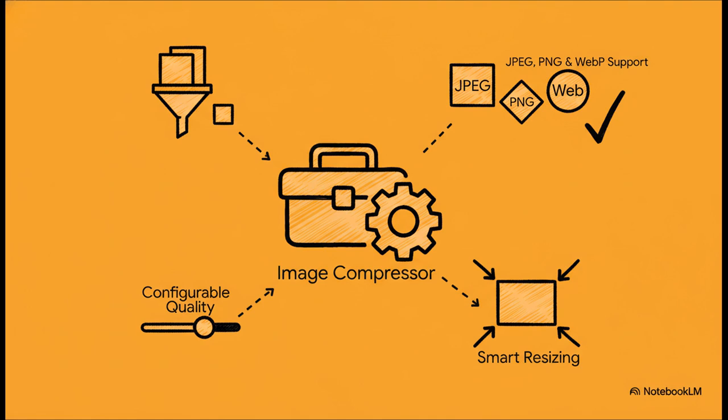And this thing is packed with some seriously smart features. You can do batch compression. That means you can just drop a whole folder of images in and let it work its magic. It supports all the big formats you'd expect, like JPEG, PNG, and WebP. You can even fine-tune the quality level yourself. Oh, and the smart resizing, that is an absolute game changer for getting your images ready for the web.